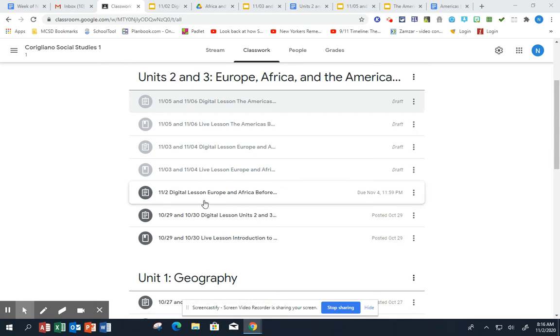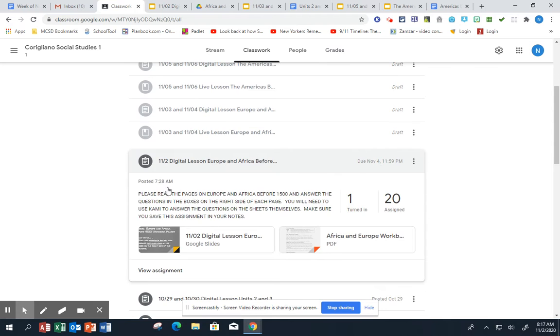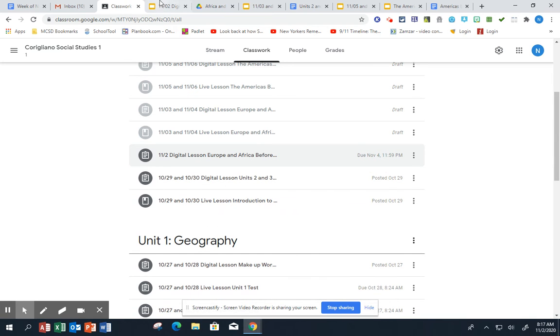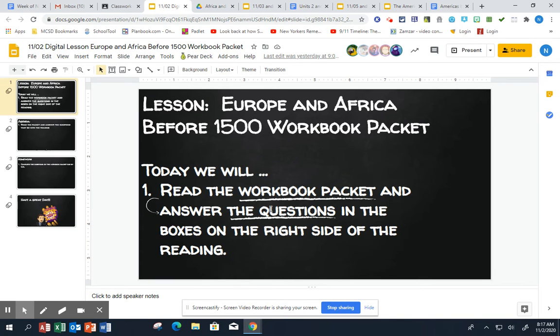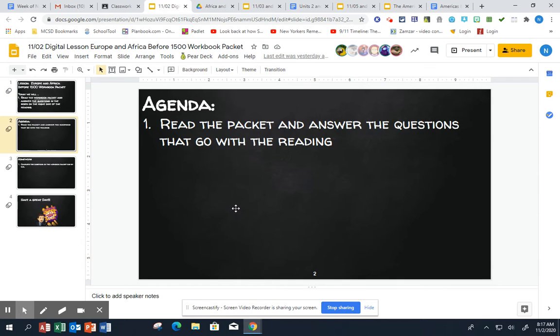So the first thing I kind of want to emphasize is the directions for these lessons are always going to be right here. So you're always going to see them right there. They're always in capital letters. They're going to tell you exactly what you need to be doing and what you should be looking out for and doing for this particular assignment. So for today's digital lesson, you guys are going to read the workbook packet and answer the questions in the boxes on the right side of the reading. So that's going to be all you need to do today.